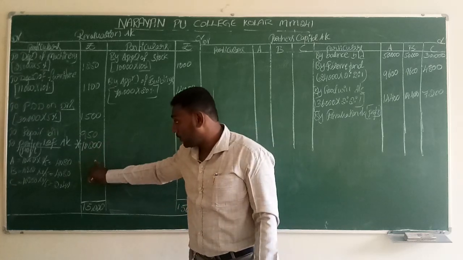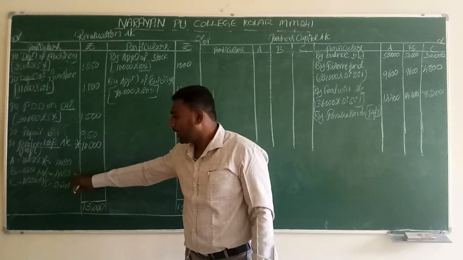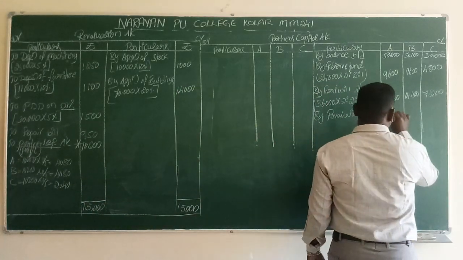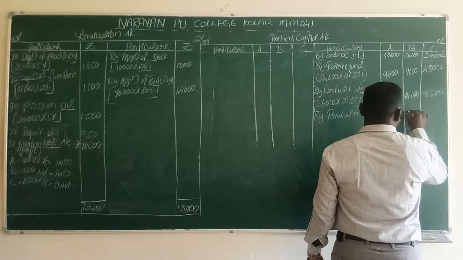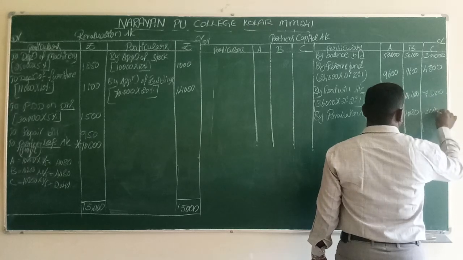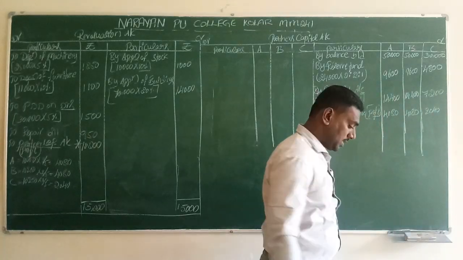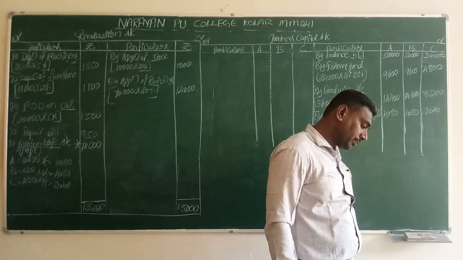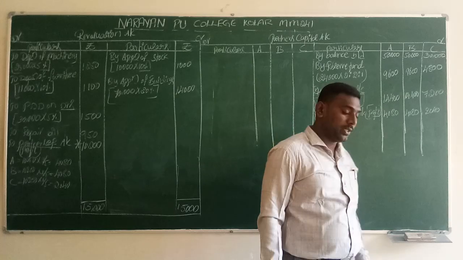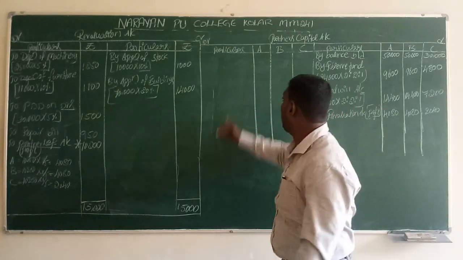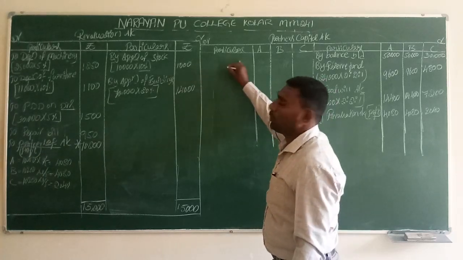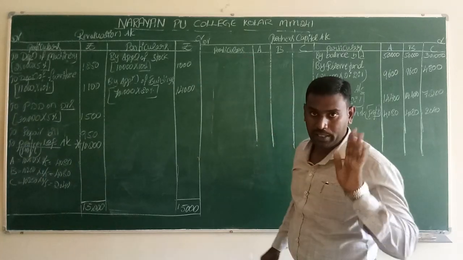In that 10,200, how much is A's share, B's share, and C's share? The first partner will get 4,080, the second partner 4,080, and the third partner 2,040 rupees. While adding all these three, we will get the exact value. In the debit side of the partners' capital account, if any withdrawals are there, we should write here goodwill account withdrawals. They are not given.